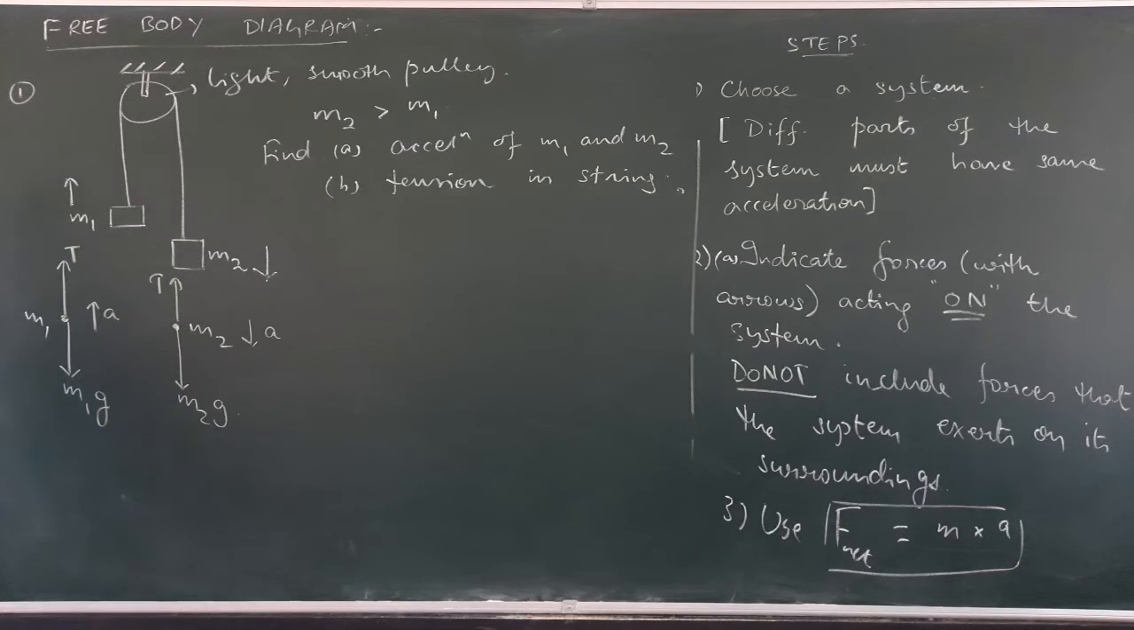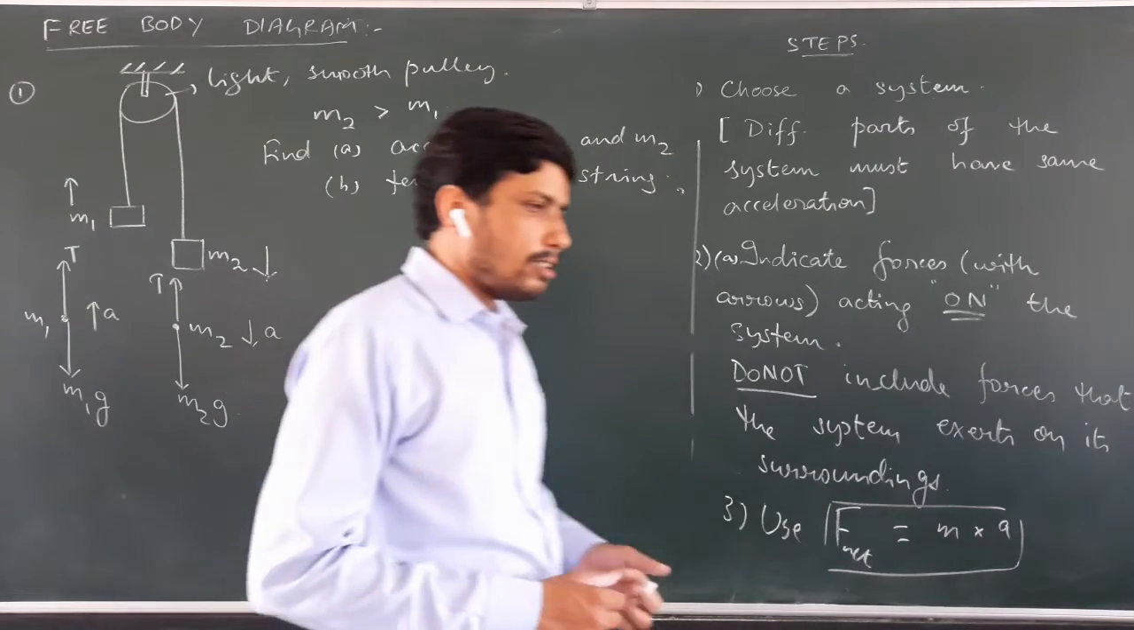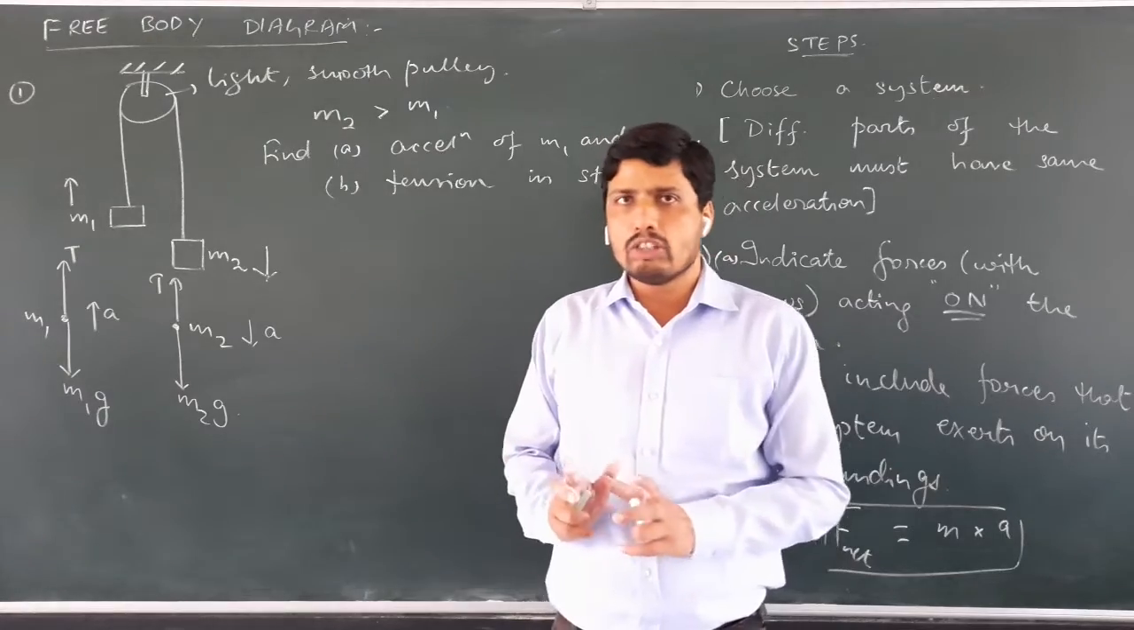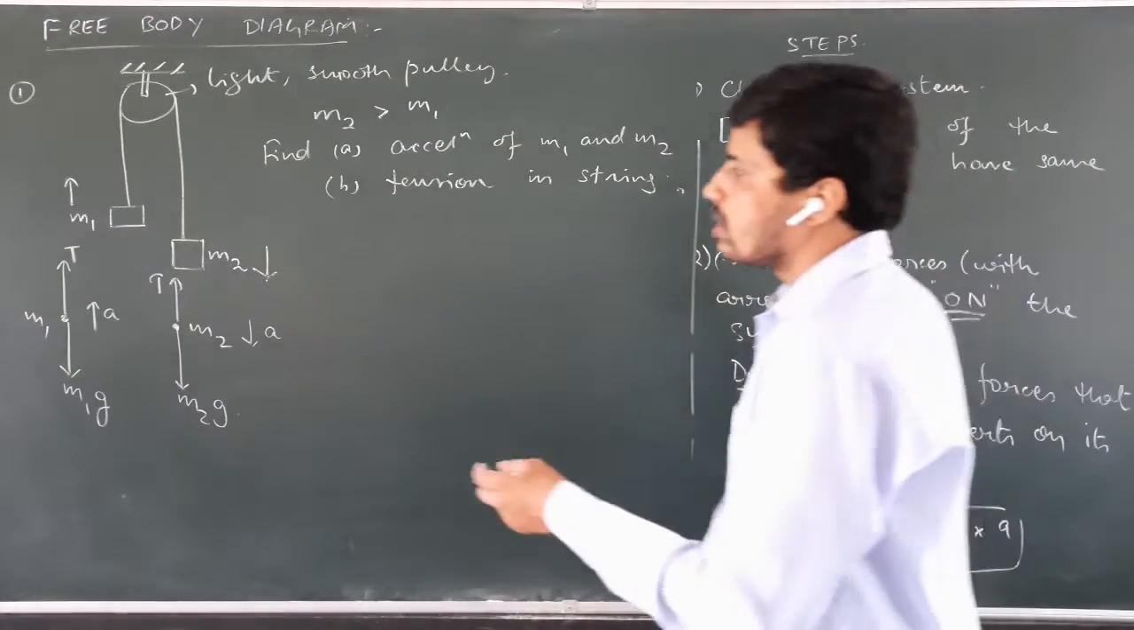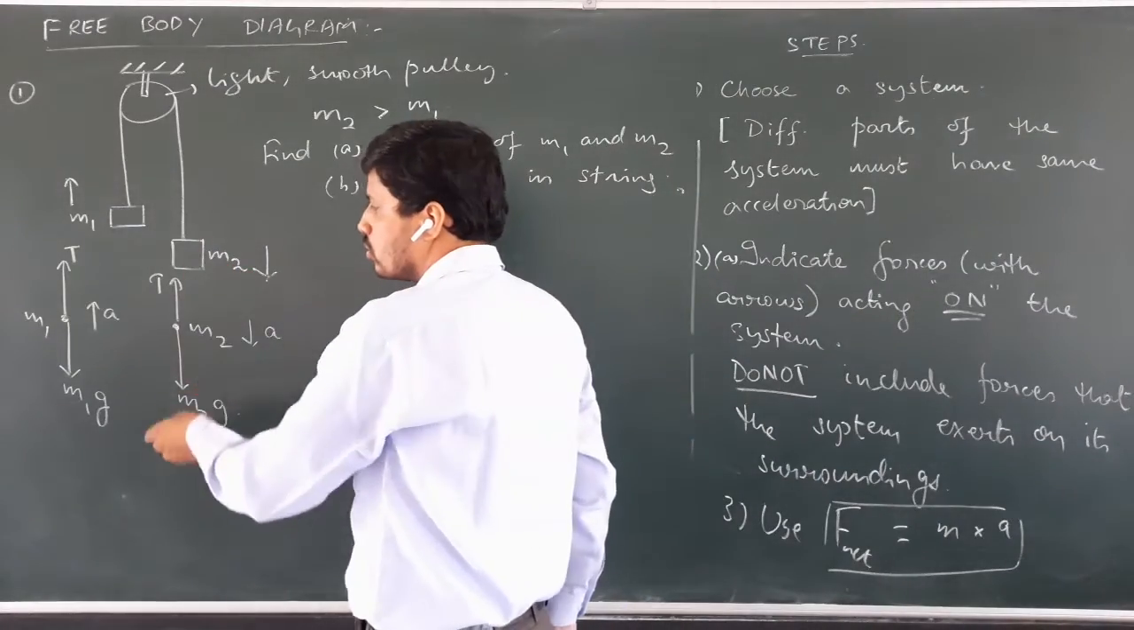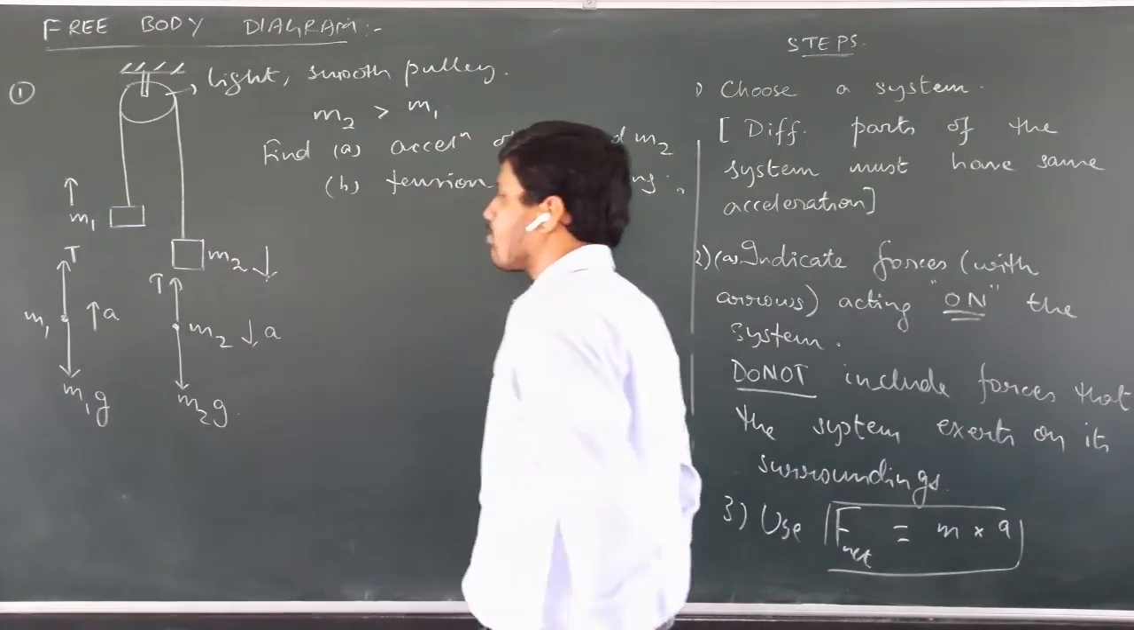Please understand it. There are two forces on mass 1: one is gravity, one is tension. And there are two forces on the other mass: one is gravity in downward direction and one is tension in upward direction. So for both the bodies, we have two forces. After writing the forces, now these forces are along the direction of motion, so no need to choose two different directions.